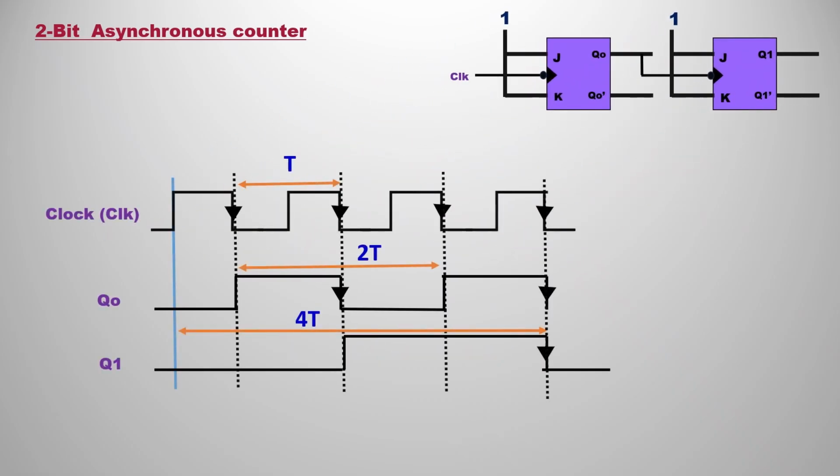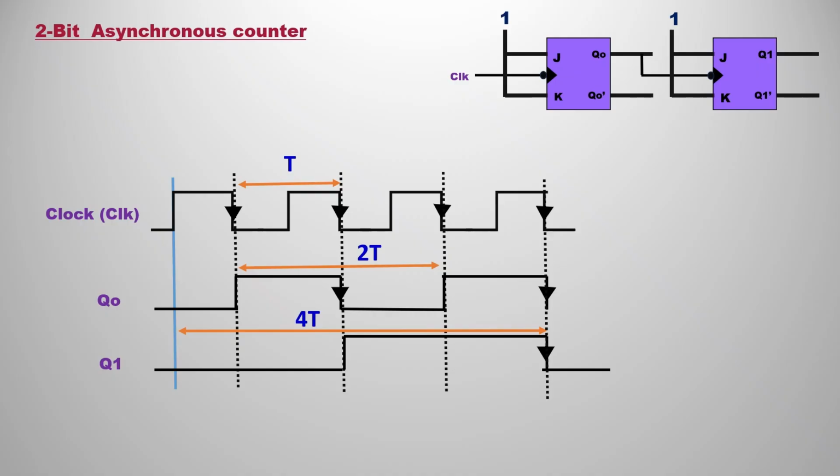If you see the timing diagram analysis of the 2-bit asynchronous counter, we are passing the clock. For the clock, the time between two falling edges is t. For the first flip-flop output Q0, the time is 2t. For the second flip-flop, the final output Q1, the time is 4t, as you can see. Basically, one high level and one low level is known as one full time period, or one full wave.